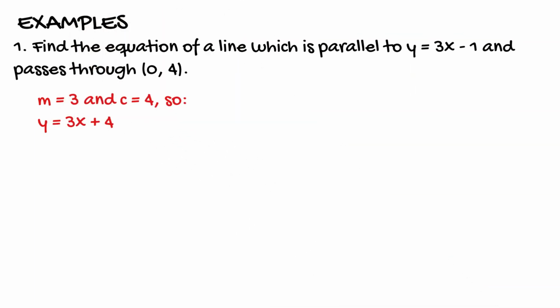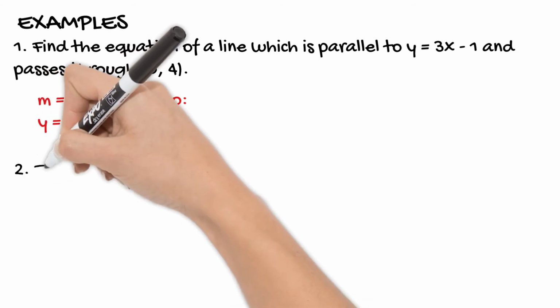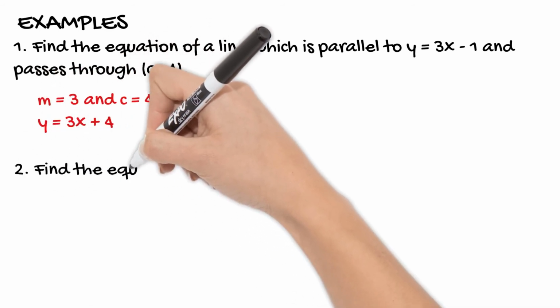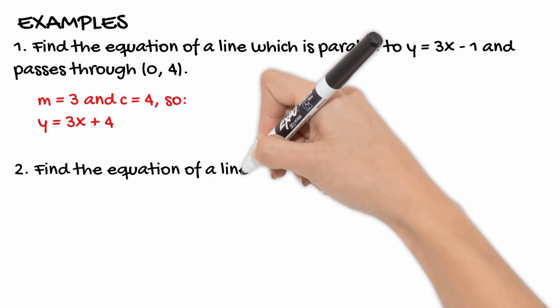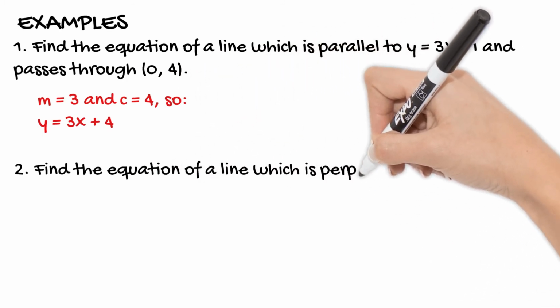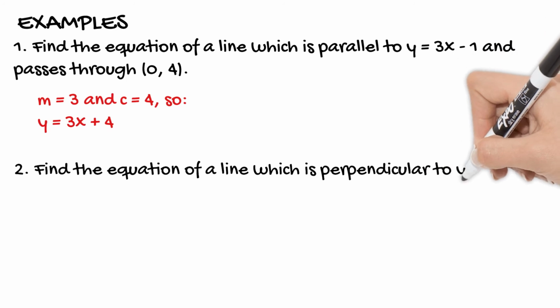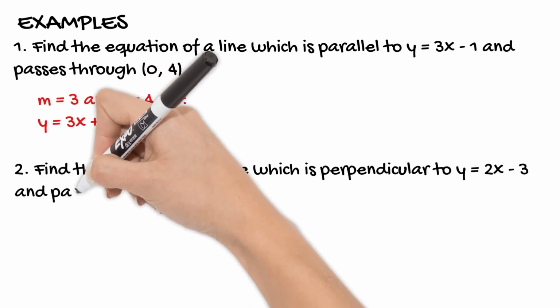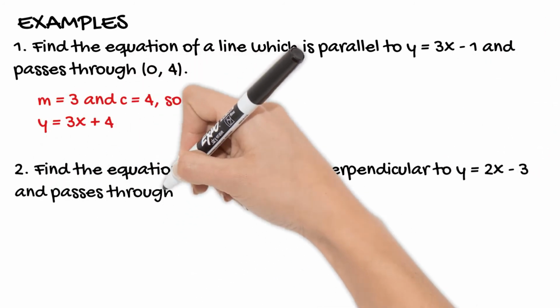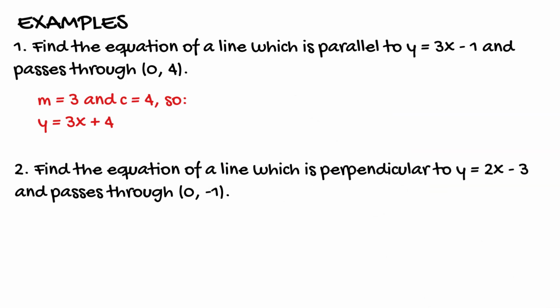But then for our second example, we're looking at perpendicular lines. Now there's a little bit more to that. So if the line that is perpendicular to the one we want to look at is y is 2x minus 3, that passes through (0, -1). So we want to first work out the gradient.